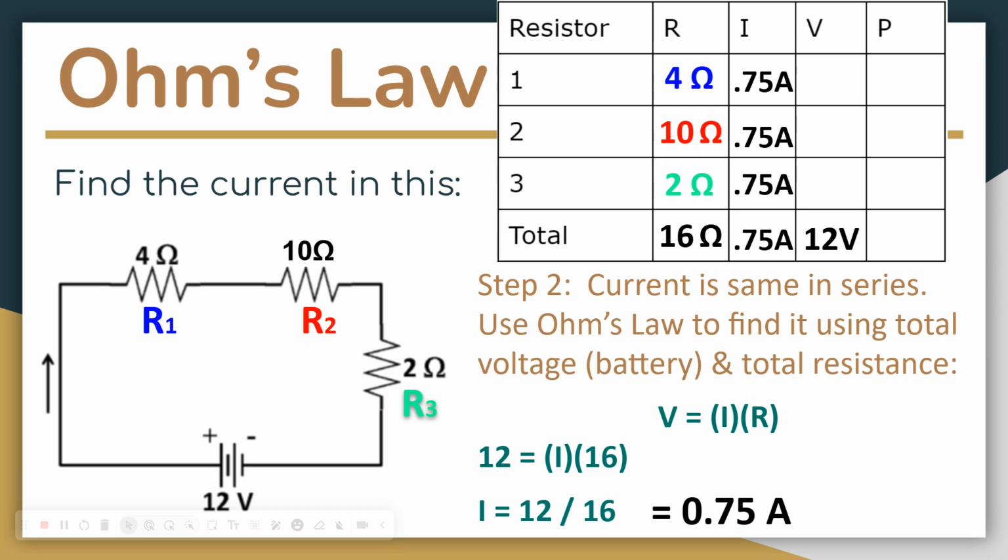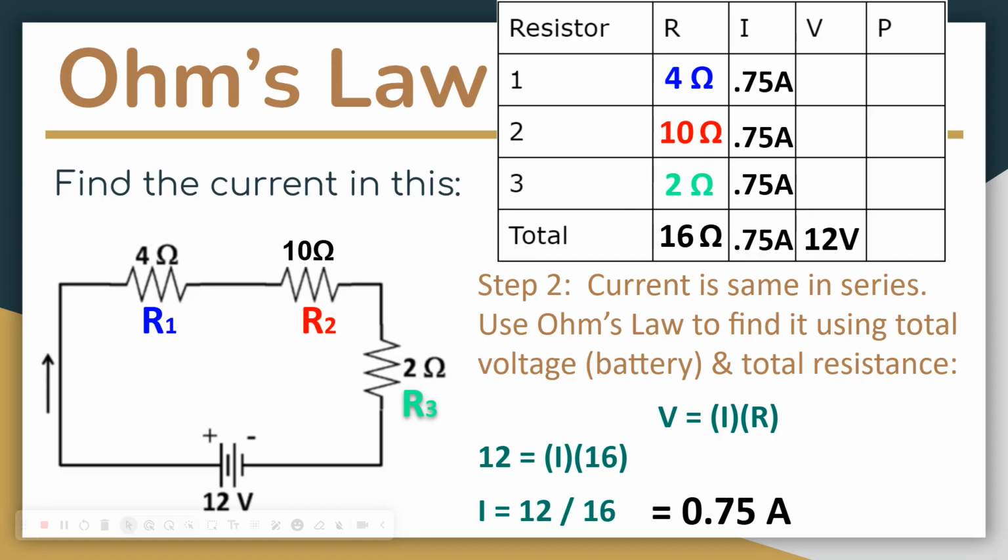Now that we know the current everywhere is 0.75 amps and we know the individual resistors, we can figure out what your change in electric potential will be at each of the resistors, your voltage drops. I do know that they have to add up to the battery. Remember, we talked about conservation of energy. The energy put in by the battery, which is the battery's voltage, 12 volts, will equal the energy that leaves.